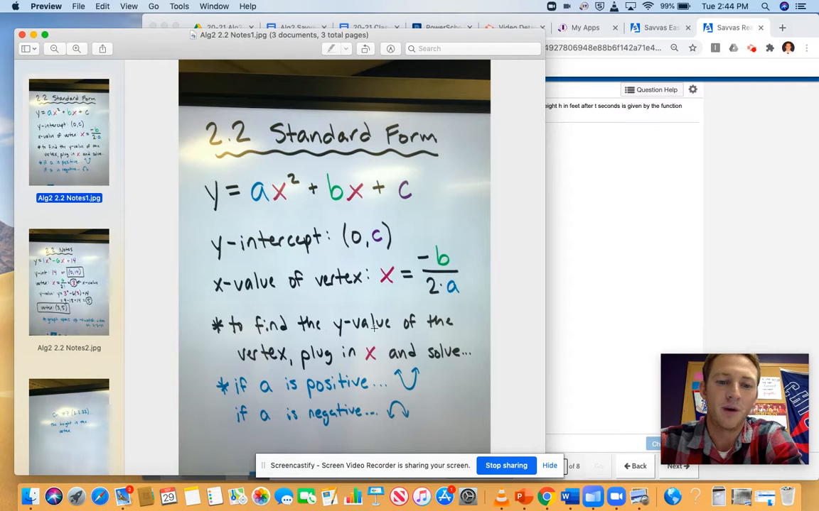And then to find the y value of that vertex, we plug in this x, we solve, and plug it back in here to these x's. So the only variable left in this equation would be y, and we just solve for that y. If a is positive, so if this number is positive, the graph opens up. If it's negative, it opens down.